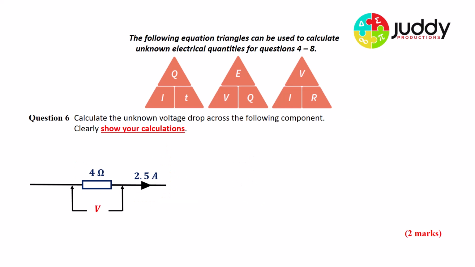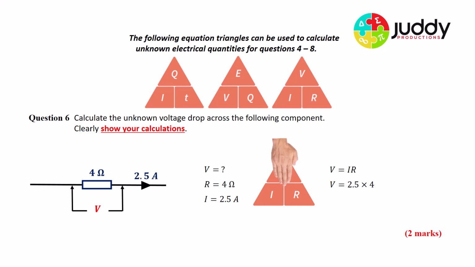Question number 6. Calculate the unknown voltage drop across the following component. Clearly show your calculations. So here we have a resistance of 4 ohms, a current of 2.5 amps, and an unknown voltage. Let's set this out properly. V equals question mark. R is 4 ohms. I is 2.5 amps. The equation we're using is the VIR triangle, and we're after the voltage. So we cover the voltage up, and we're left with V equals IR. Now we just substitute in our values and solve. I was 2.5 amps, R was 4 ohms, 2.5 times 4 gives me 10 volts.